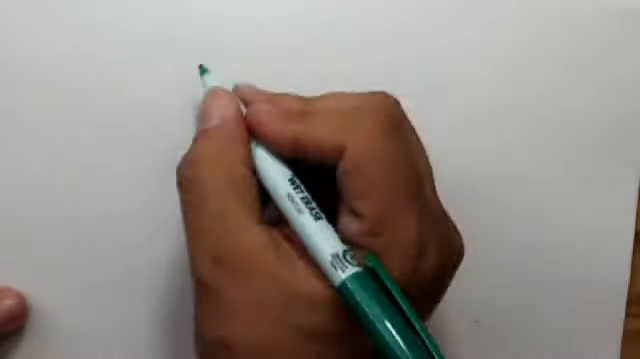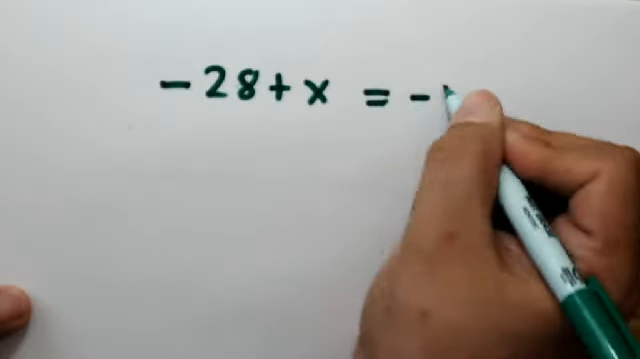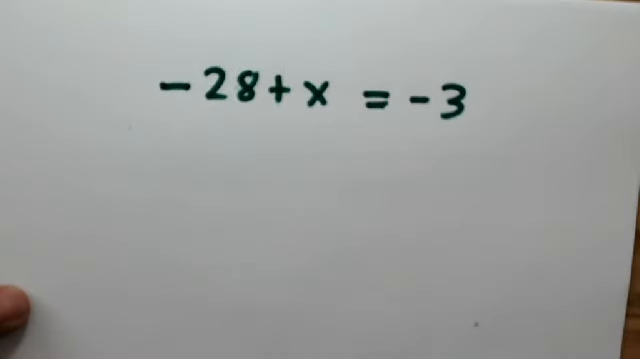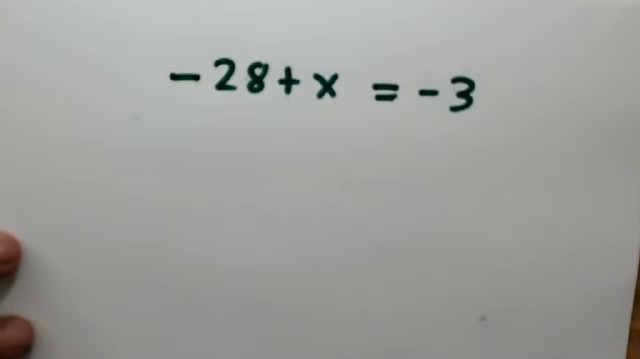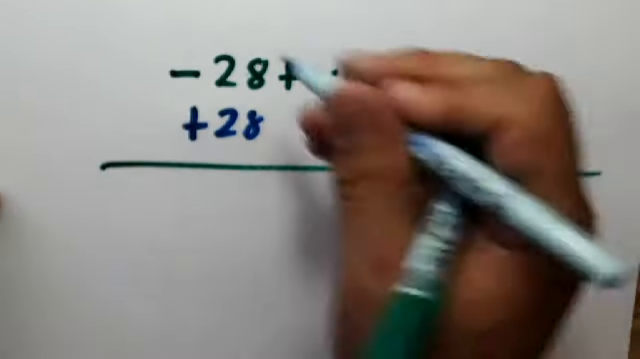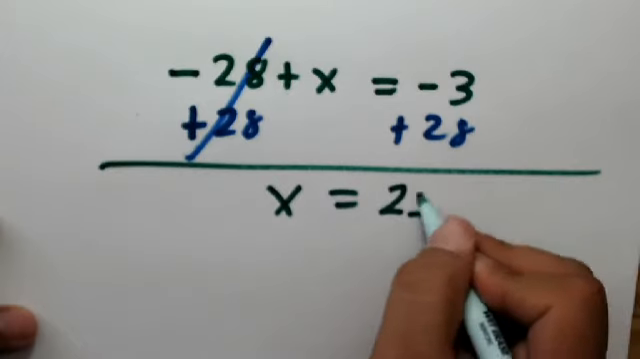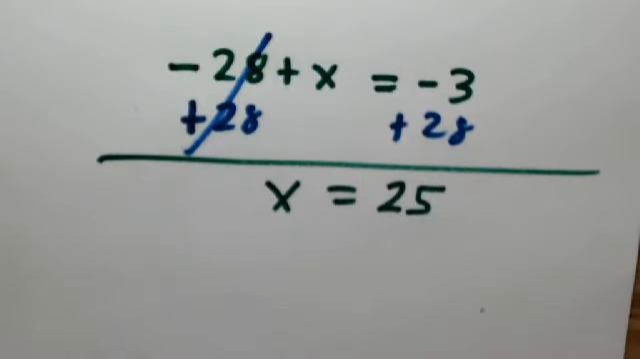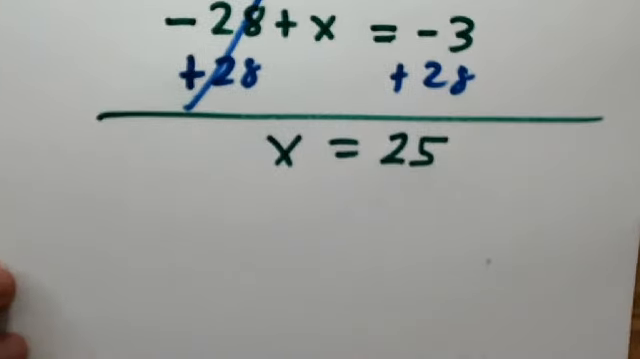Okay. I will move on to the next example, which is negative 28 plus x equals negative 3. Okay? Now, how would we solve this? We're going to add 28 and add 28. X is going to equal positive 25. Any questions?